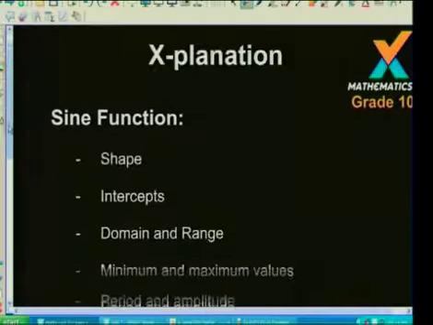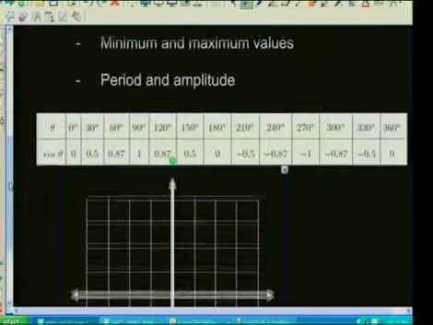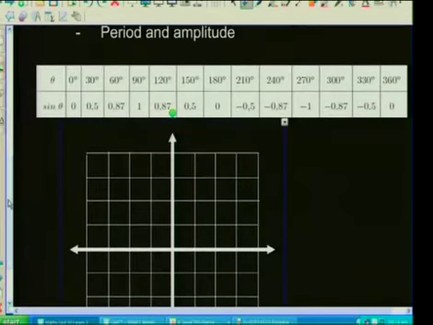So we start off with our sine function, and like I mentioned, we're going to be dealing with 5 aspects and 5 properties, namely the shape, what are our intercepts, and our terminology of domain, range, maximum, minimum, and periods and amplitude. So we're going to start off, and I want you to cast your mind back to grade 8 when you were first introduced to the linear function, okay, the fancy way of saying a straight line graph.